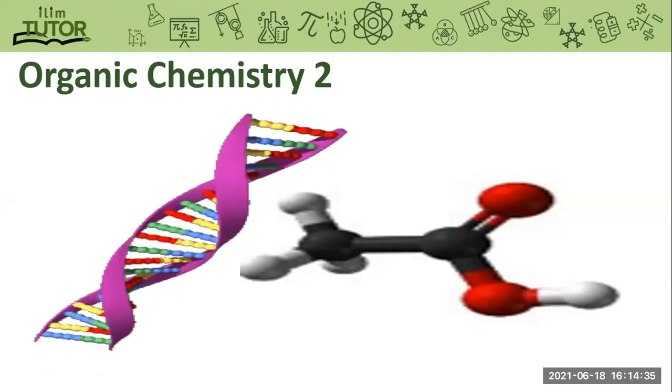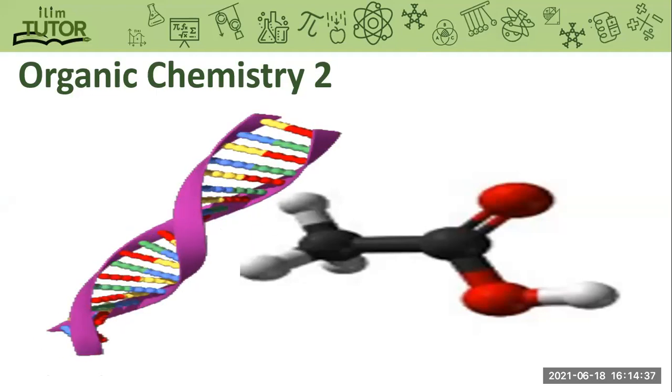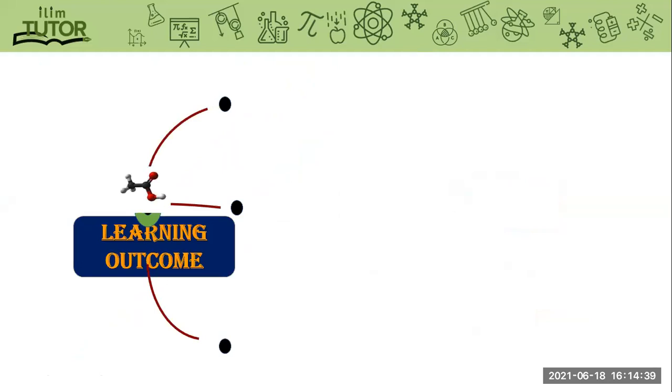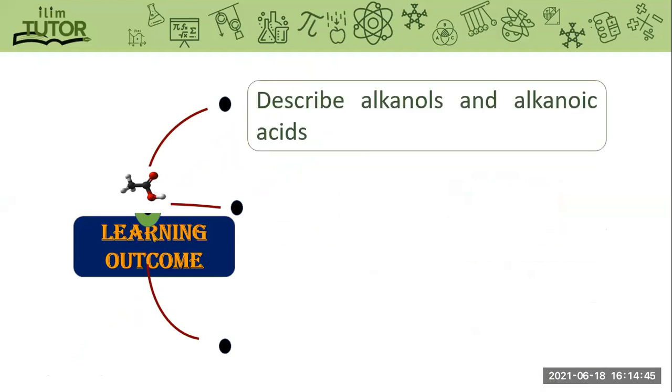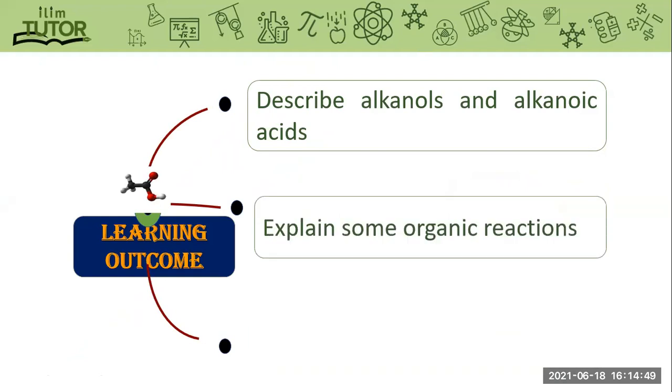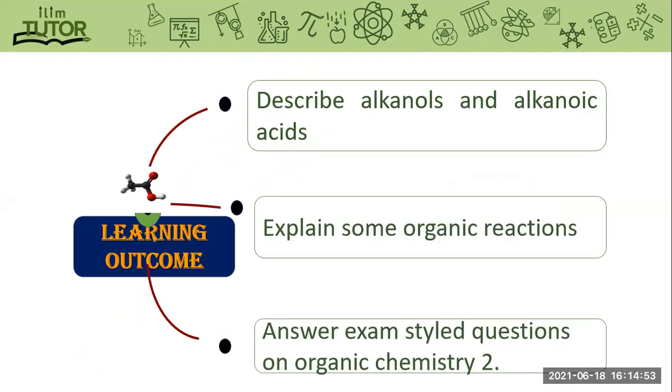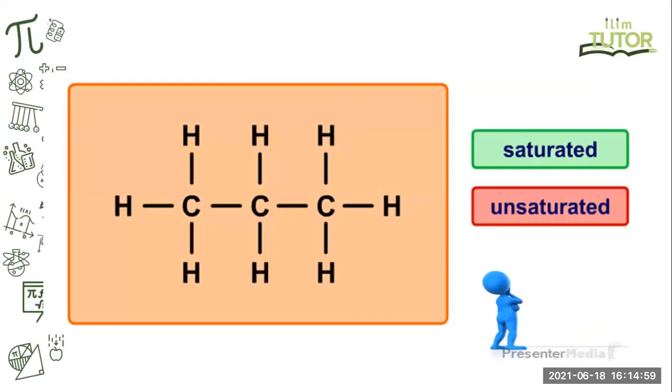Today we'll be looking at Organic Chemistry 2. In our session today, we'll be taking a look at how to describe alkanols and alkanoic acids. We will be able to explain some organic reactions and then answer exam-style questions on Organic Chemistry 2. All right.